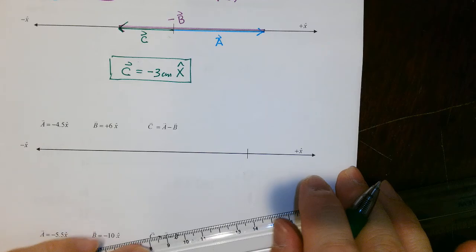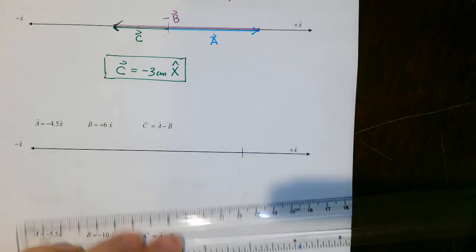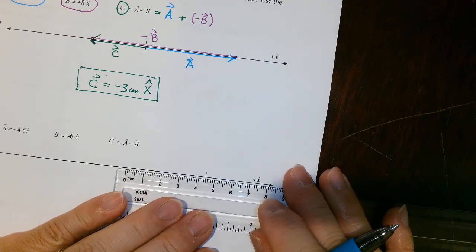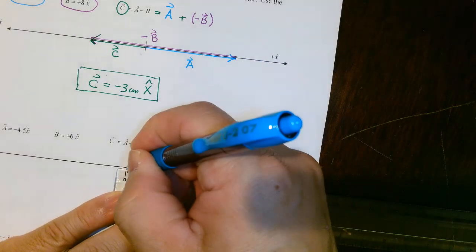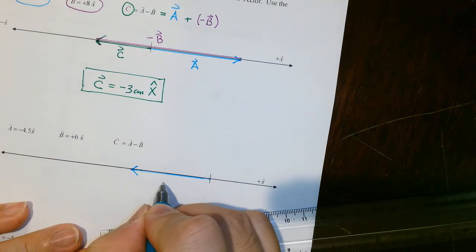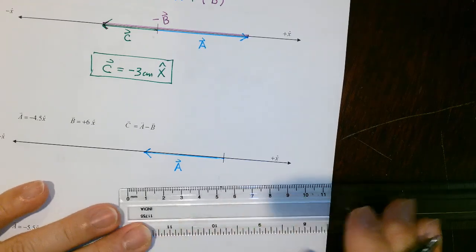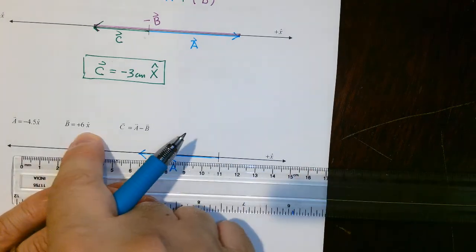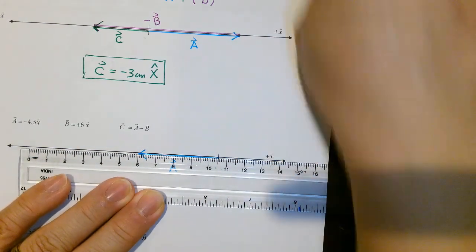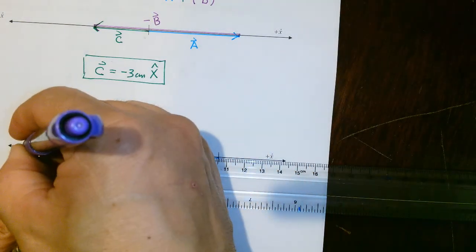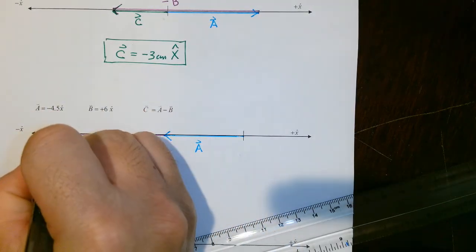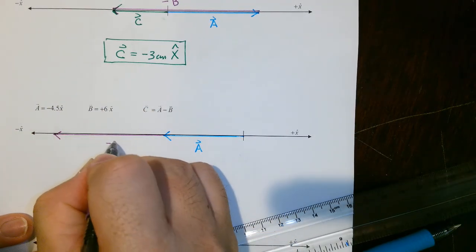And my A vector here is negative 4.5. So let's draw that. So here's my A vector. And my B vector, I'm going to add negative 6. Therefore, it's going to continuously go in the negative direction, like so. So here is my negative B, which I'm adding.